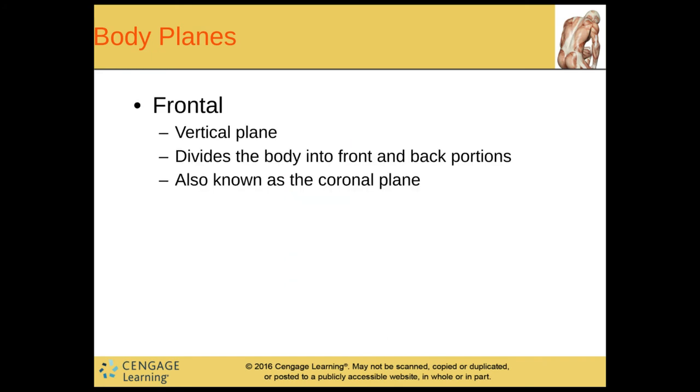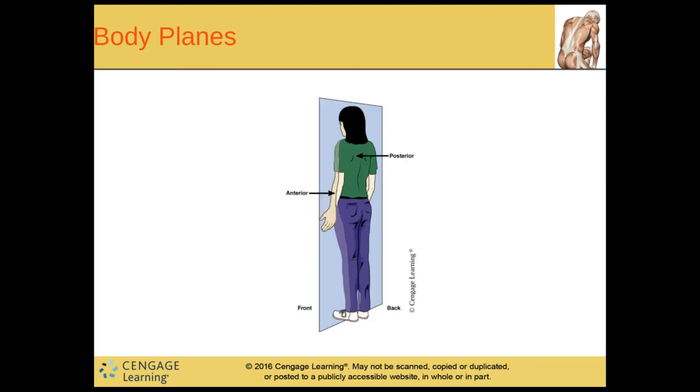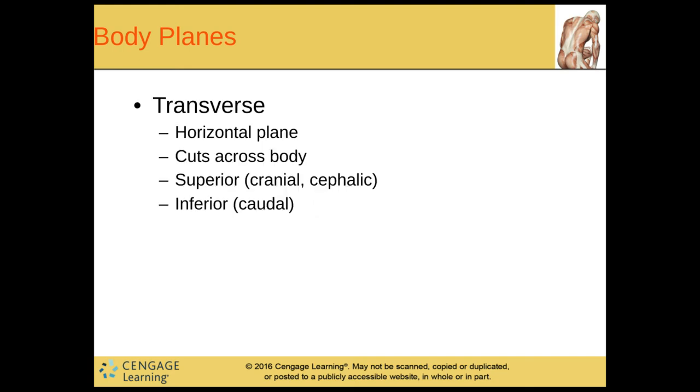Then we have a frontal plane. So again, this is a vertical plane. It divides the body into front and back portions, and it's also known as the coronal plane. So again, this is going right down the middle of the head, right? And it cuts our body in half the other way, so from front to back. So this is when we get into the term of anterior and posterior, right? So anterior is the front part of the body, and the posterior is the back part of the body.